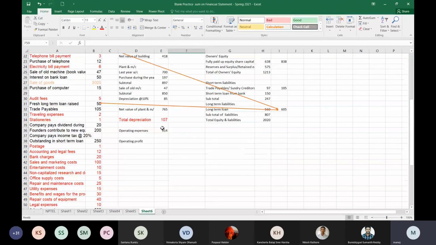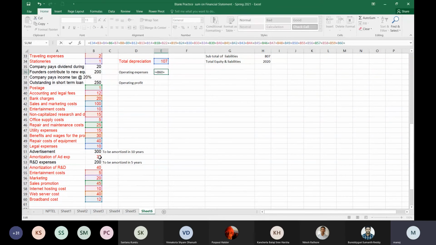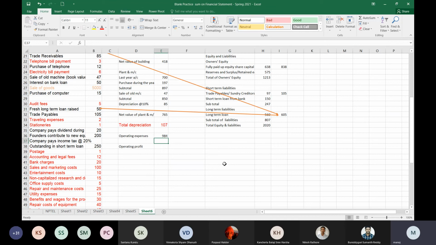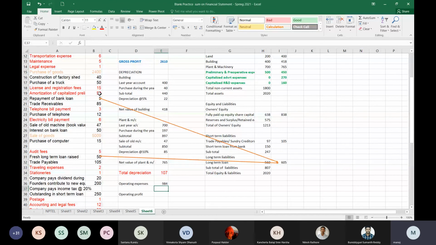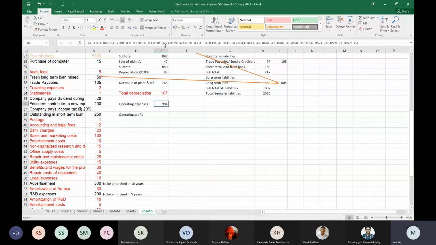Okay. So now this is equal to further plus this plus this. Okay, I think we are complete now. This amortization has already been taken care of. This is cell number B19. So here you see B19 is there. Yeah, this is very much coming in color. So we are done.